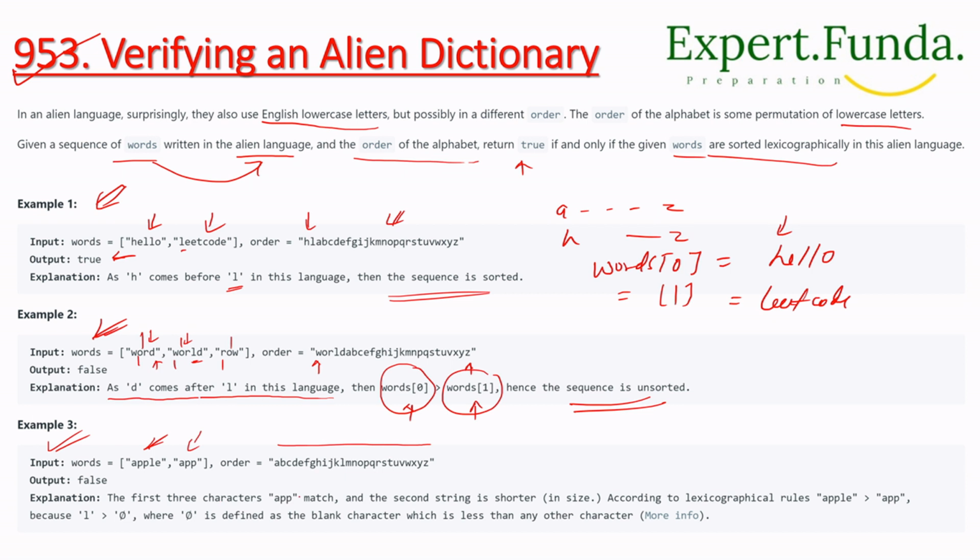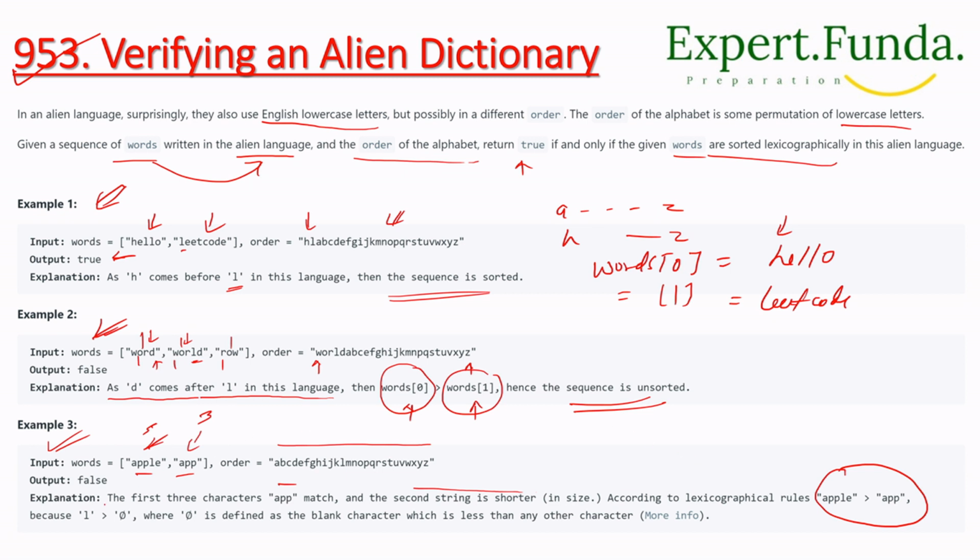So the first three characters, app, match, right? In apple and app, it is matching. Next we have LE, right? So in the second word, it is shorter. The size is short, right? In apple we have 5 characters, here we have 3 characters. Okay, so according to the lexicographic rule, apple is greater than app, right?